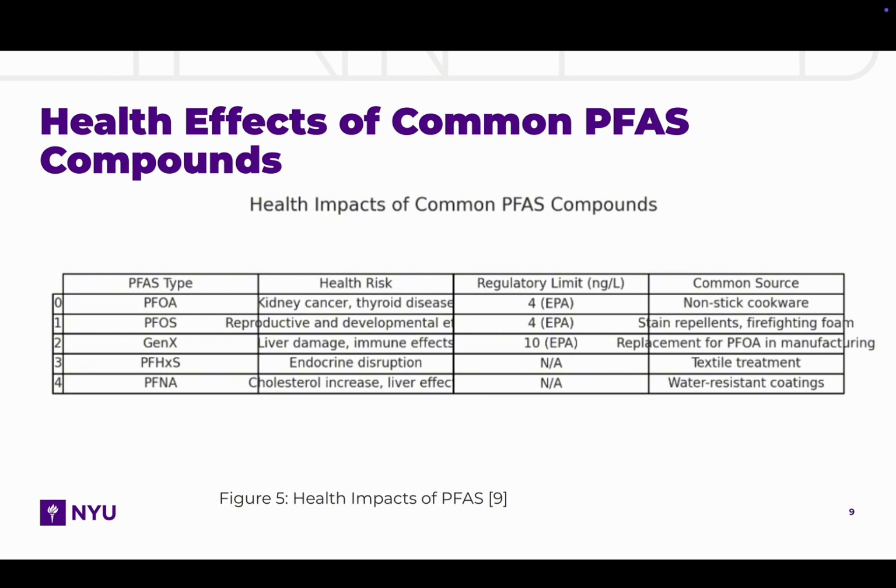PFHxS is connected to endocrine disruption. The EPA has set a health advisory level of 10 parts per trillion for PFHxS. It's found in stain-resistant fabric and firefighting foams.